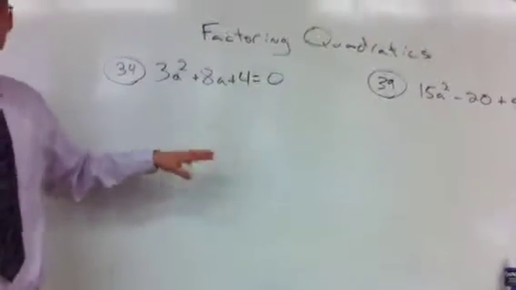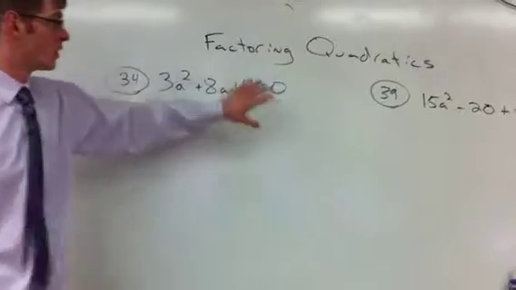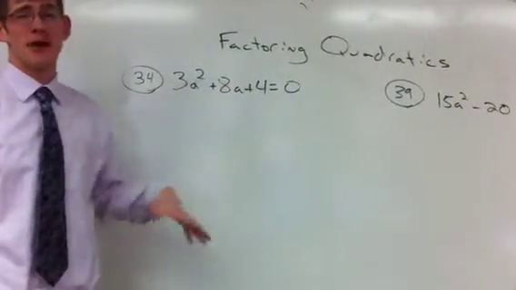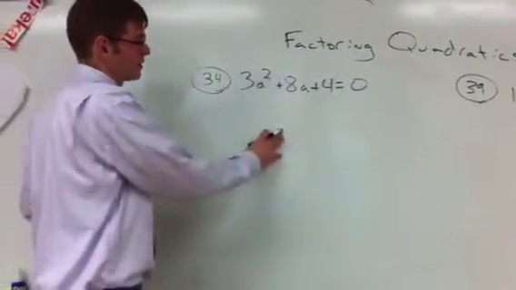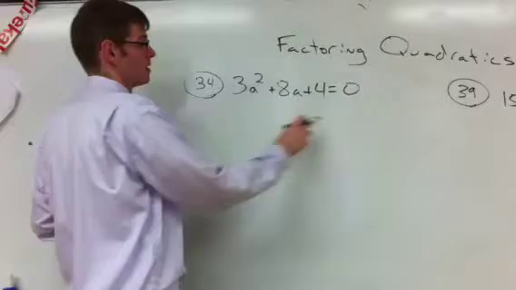Okay, so in preparation for our quiz tomorrow, we are doing a couple factoring quadratics problems, and we're doing these manually. So for this one, we have 3a squared plus 8a plus 4 equals 0.